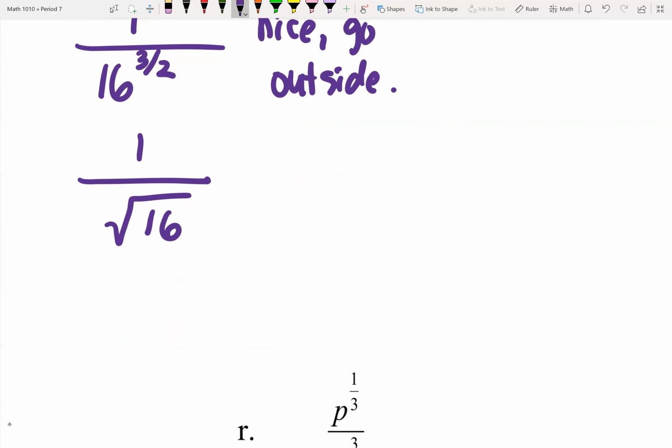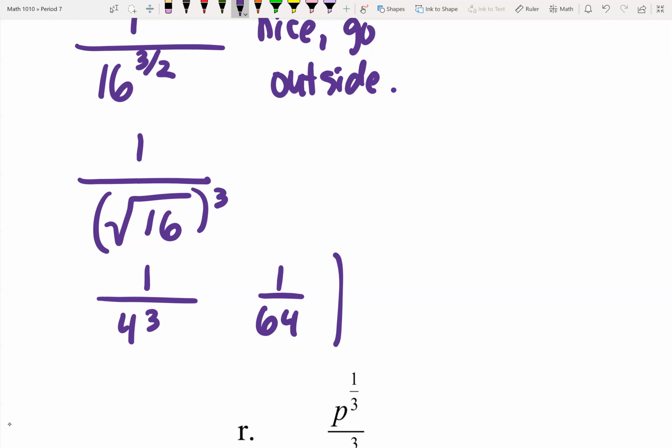Look at the square root of 16. Is that a nice number? It is. So guess where we're going? Outside. So this cubed is going to be here. Because watch how much easier it is. What's the square root of 16, everybody? 4. So it's just 1 over 4 to the third. 4 to the third is 64. There's my answer. 1 over 64. Okay, that'll come up again, so don't worry.